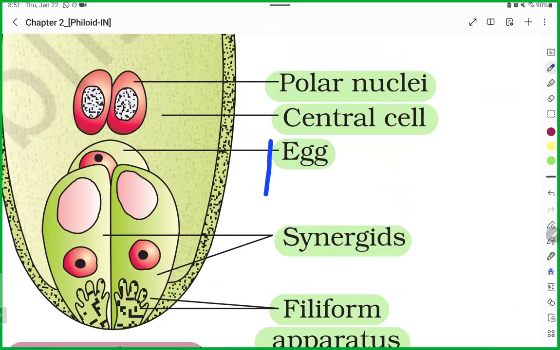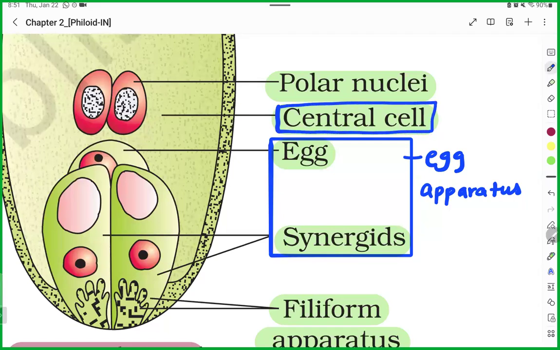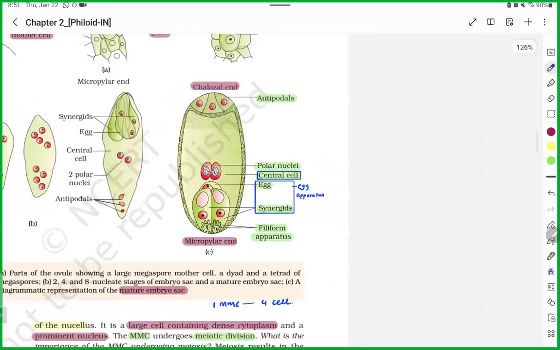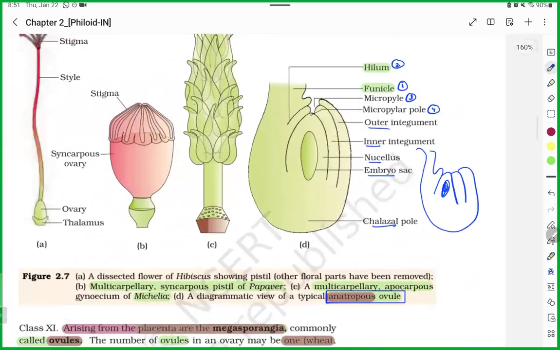Correct? Egg with synergid is known as egg apparatus. And whoever will observe this diagram will say, yeah, definitely central cell is above the egg apparatus, but it is upside down. You have to see according to the last diagram here. Here, micropylar end is below. Here, micropylar end is above.